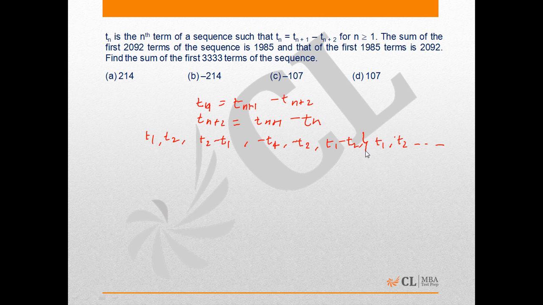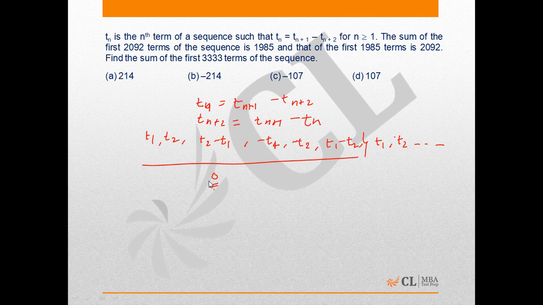So here we can see that this sequence has a cyclicity, and the cyclicity here is of 6 terms, and when we add these 6 terms we get their sum as 0, which means sum of any number of terms in this sequence that is a multiple of 6 will be 0.